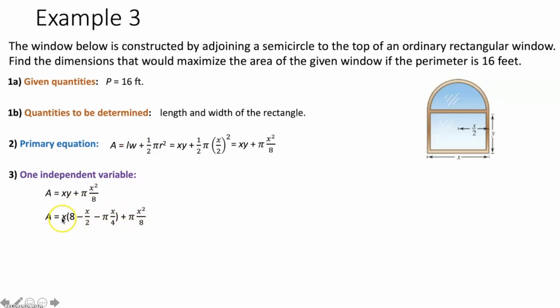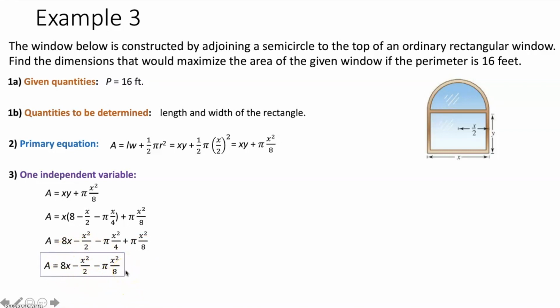So now all I have to do is just simplify this. Here, if I distribute the x to each of these terms in here, and then over here, I can actually combine these, this negative pi x squared over 4 plus pi x squared over 8. If I were to multiply this by 2 over 2, and then add these together, I end up getting just negative pi x squared over 8. Now, I have my primary equation with only an x in it.